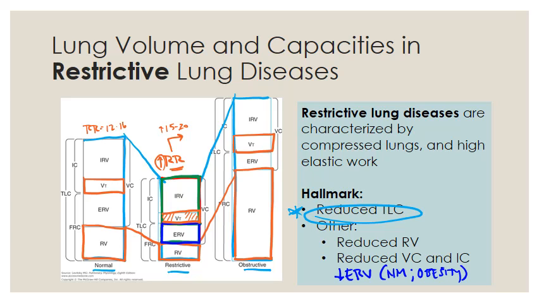Good, so just to review, the hallmark of restrictive lung disease is going to be that reduced total lung capacity, as well as with a reduced residual volume and reduced vital capacity and inspiratory capacity as well.